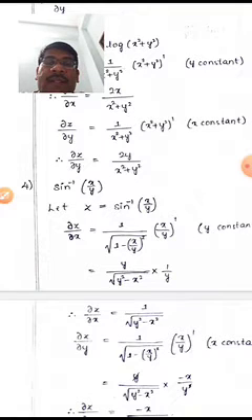Here, sin inverse of x by y. The function of x and y is involved. Here we are doing the partial derivative with respect to x. The sin inverse derivative is 1 by square root of 1 minus that variable squared, that is, 1 by square root of 1 minus (x by y) whole square.